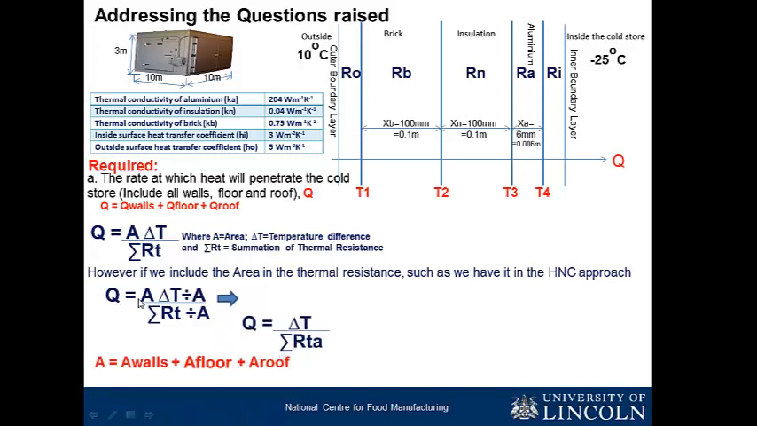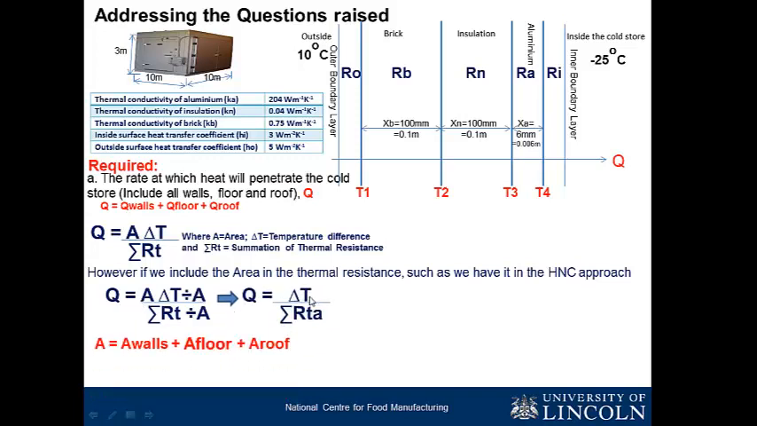So what you're going to have is, I call this RTA. This is the same thing as thermal resistance, but this thermal resistance is including the area, which is the approach they use in HNC. Now we have the delta T up. We now need to find out our area, because what you have done now is you've already included the area and the thermal resistance.